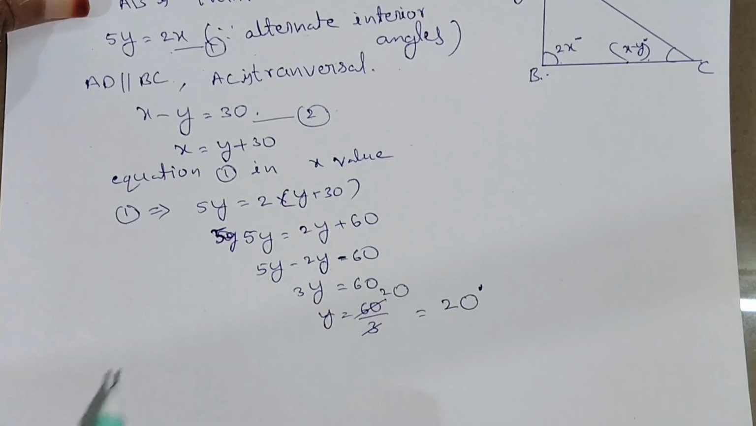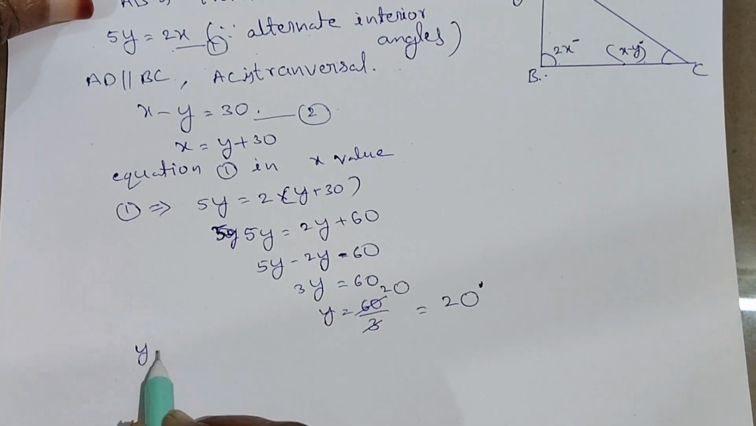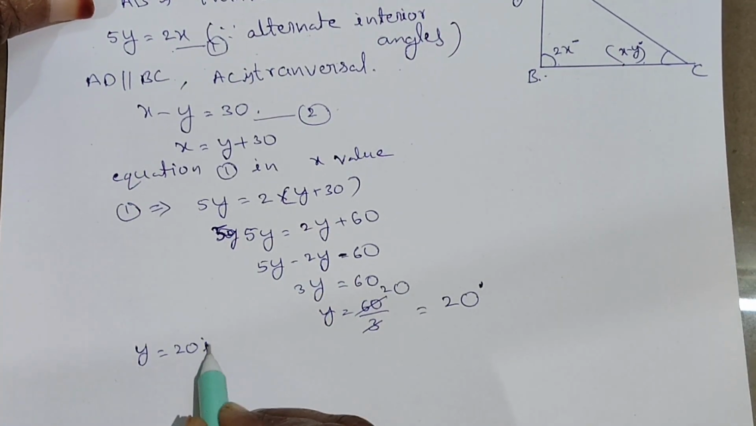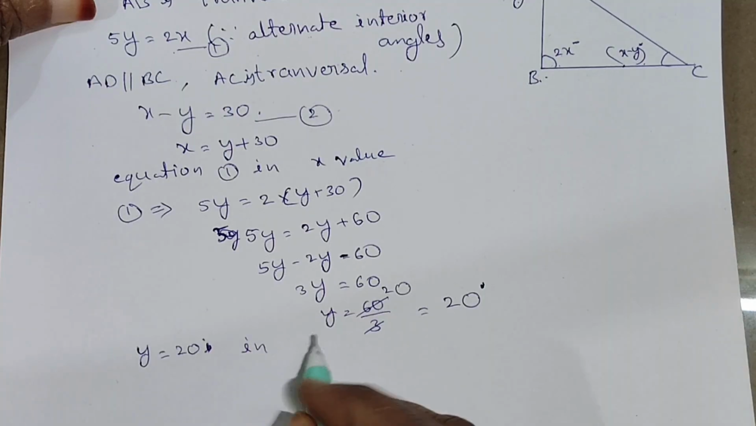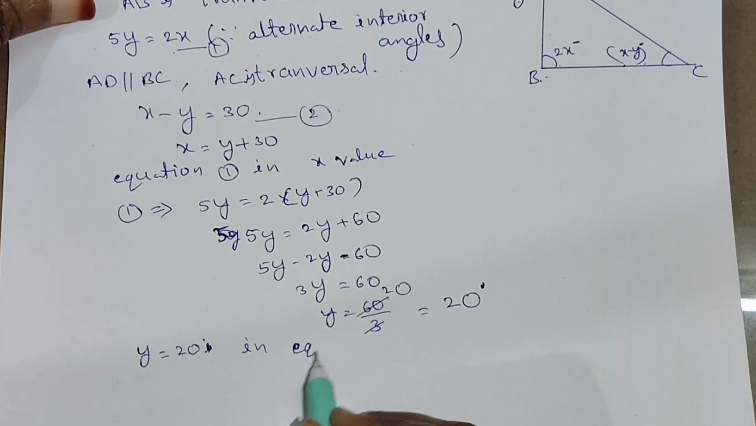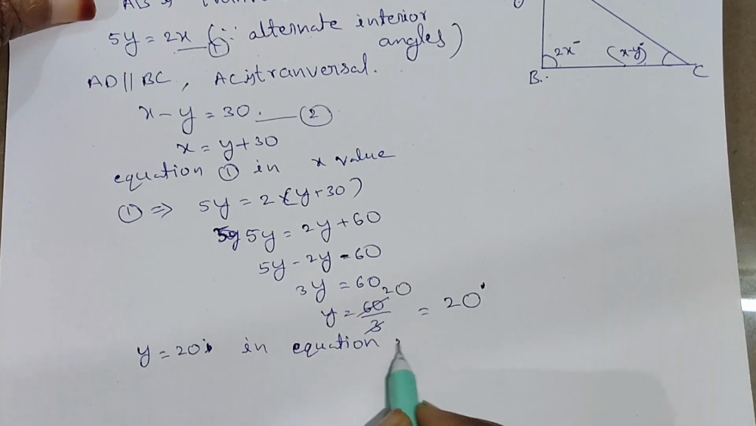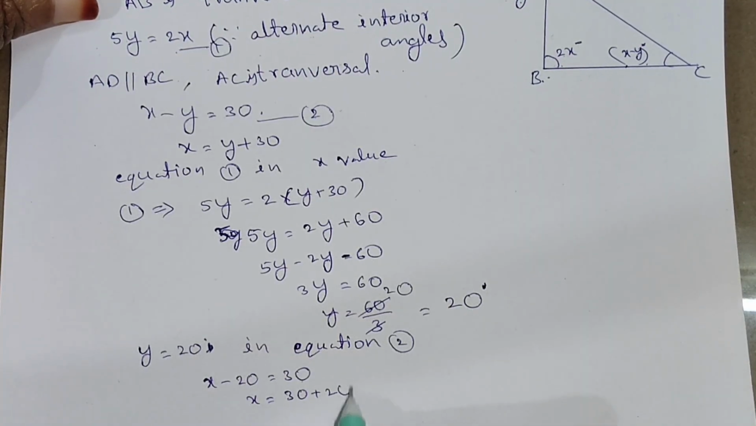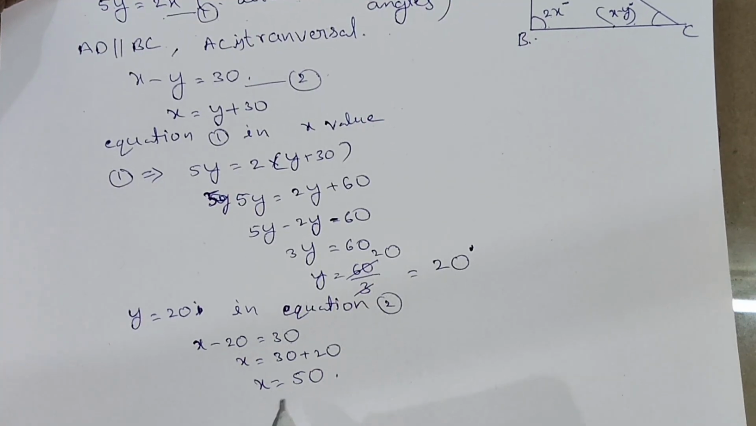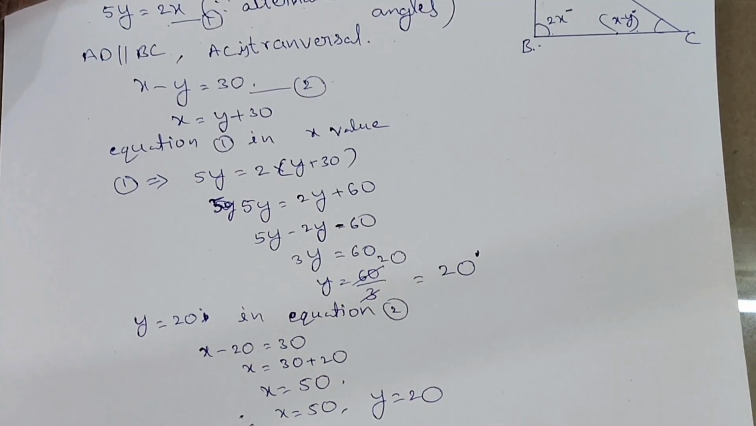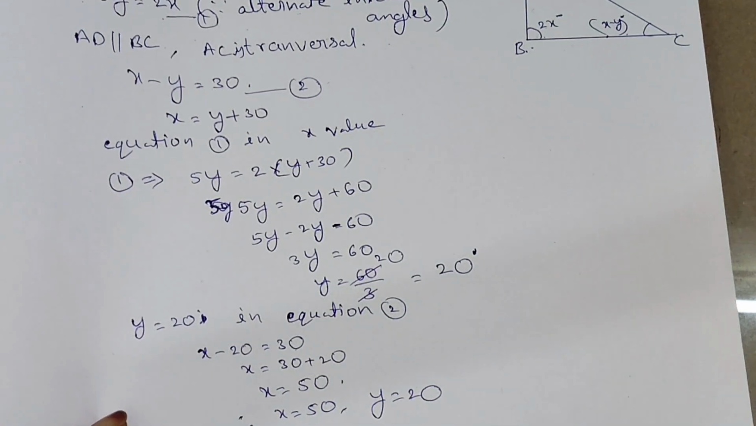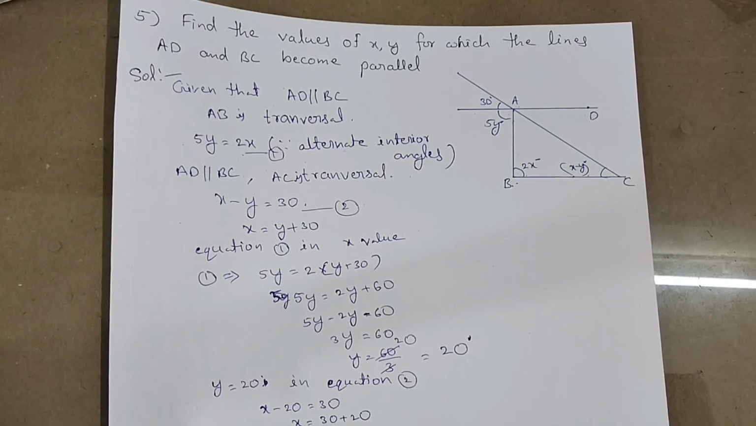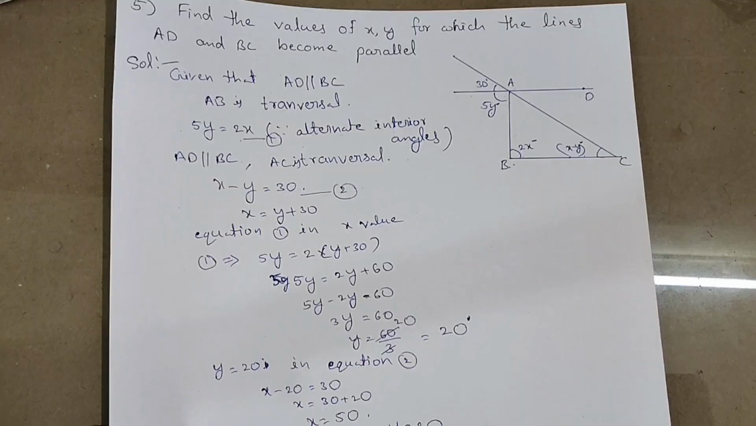Here we find the x value. So here y is equal to 20 degrees. Write in equation 2: x minus 20 equal to 30. X equal to 30 plus 20. So x equal to 50. Therefore x equal to 50 and y equal to 20 are the answer. This is the complete solution of the fifth one.